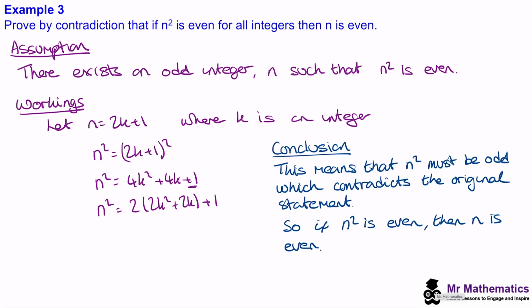And when we add this 1 to it, we know that this is odd. So our conclusion, this means that n squared must be odd, which contradicts the original statement. So if n squared is even, then n must also be even.